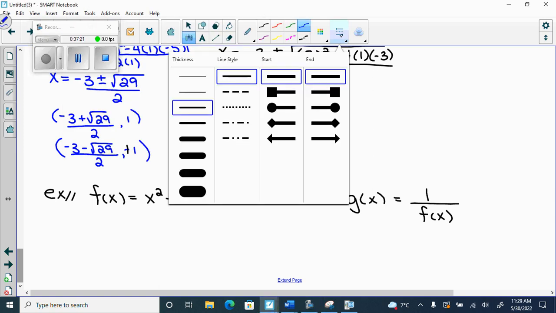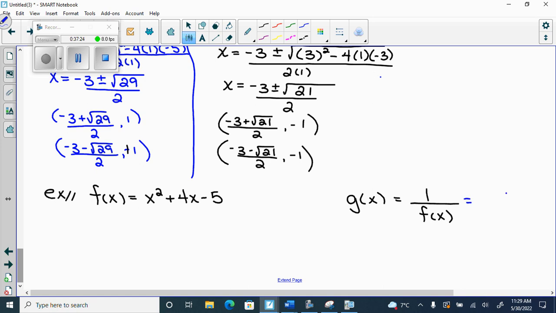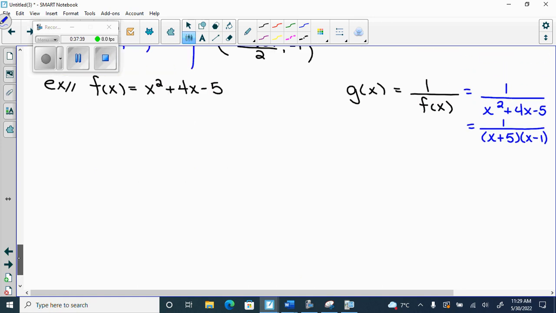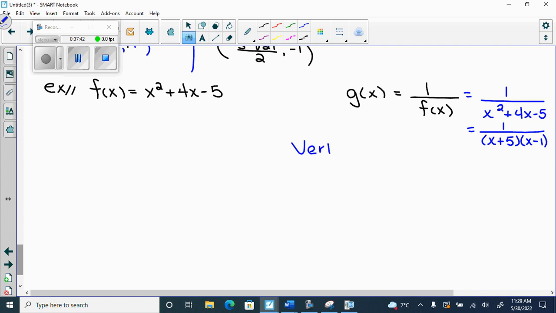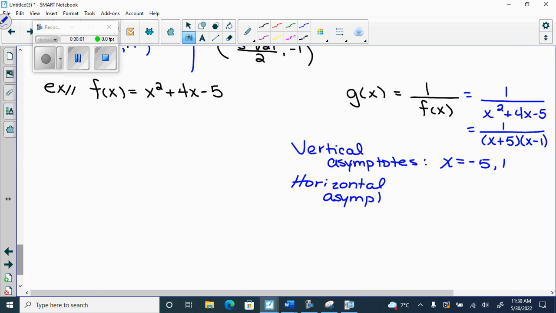So we're going to get 1 over x squared plus 4x minus 5, which factors to 1 over (x plus 5)(x minus 1). So my non-permissible values are going to be x can't equal negative 5 and 1. So I know my vertical asymptotes are going to be at x equals negative 5 and 1. And my horizontal asymptote should always be correct when it's a reciprocal because it never changes. Horizontal asymptote is y equals 0 for reciprocals.